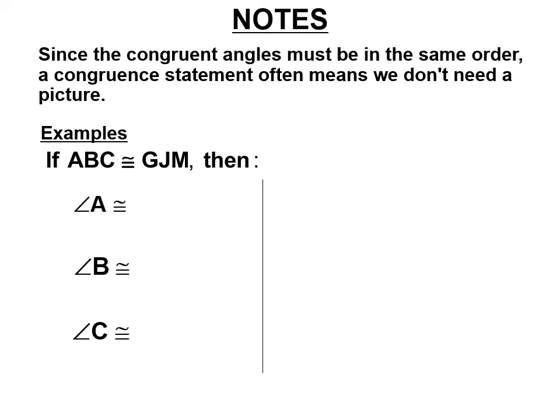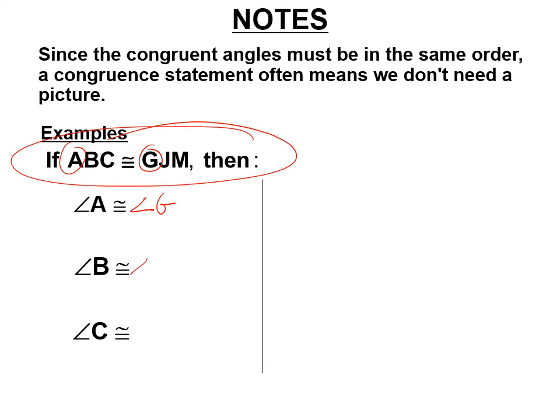So now we're going to take this to the next level. We're going to take the pictures away. I'm telling you in this congruence statement that if triangle ABC is congruent to GJM, then what? Well, angle A has to be congruent to angle G because they're both first. And angle B has to be congruent to angle J. Has to be because they're second. And angle C has to be congruent to angle M. Have to be. Same with the sides.